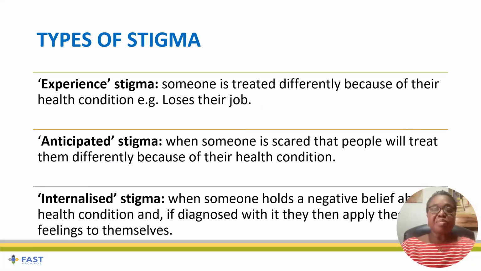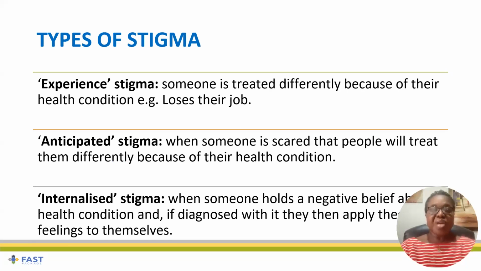Now, there are 3 types of stigma. The experienced stigma, where someone is treated differently because of a health condition. So for instance, you have elephantiasis of the leg. It becomes very big, it pours out pus, it has a bad smell, and so you lose your job because 1, you are not able to work, or 2, people become uncomfortable around you.